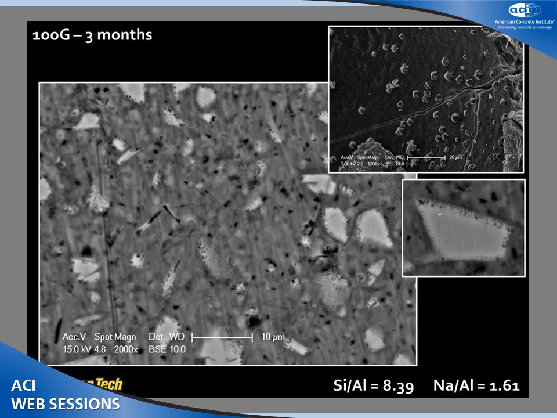Then I also did some backscatter work looking at the section of the five different mixes. This is the 100% glass. You can see very clearly the reaction rim around the glass particles. And on the right, I put up some pictures of the zeolites that were formed, because they were pretty cool looking and varied in all the different mixes.